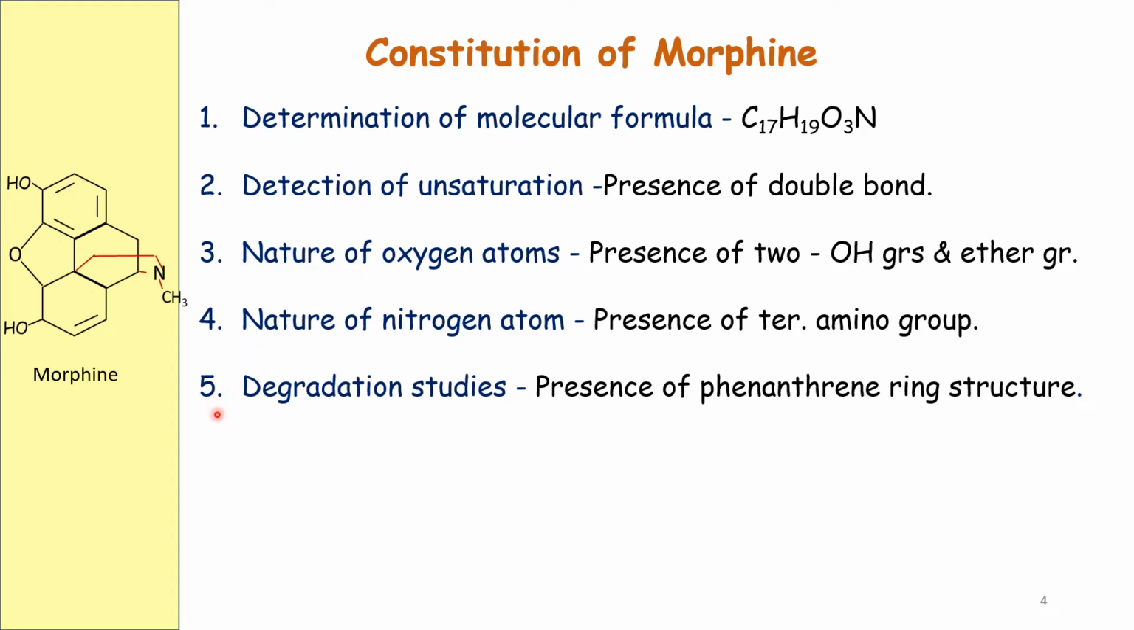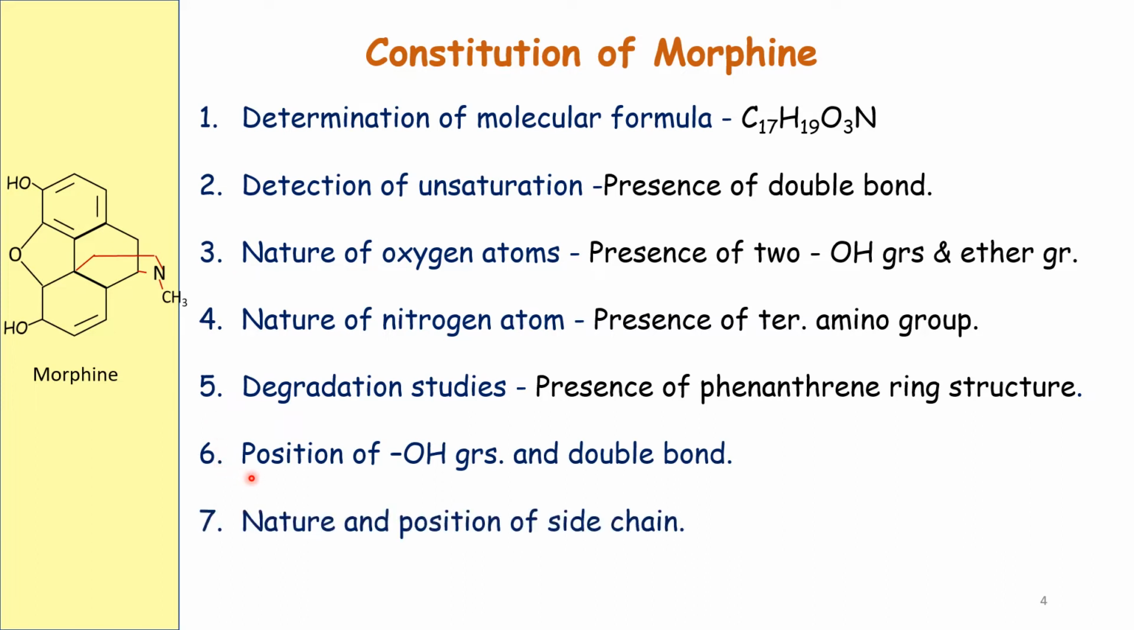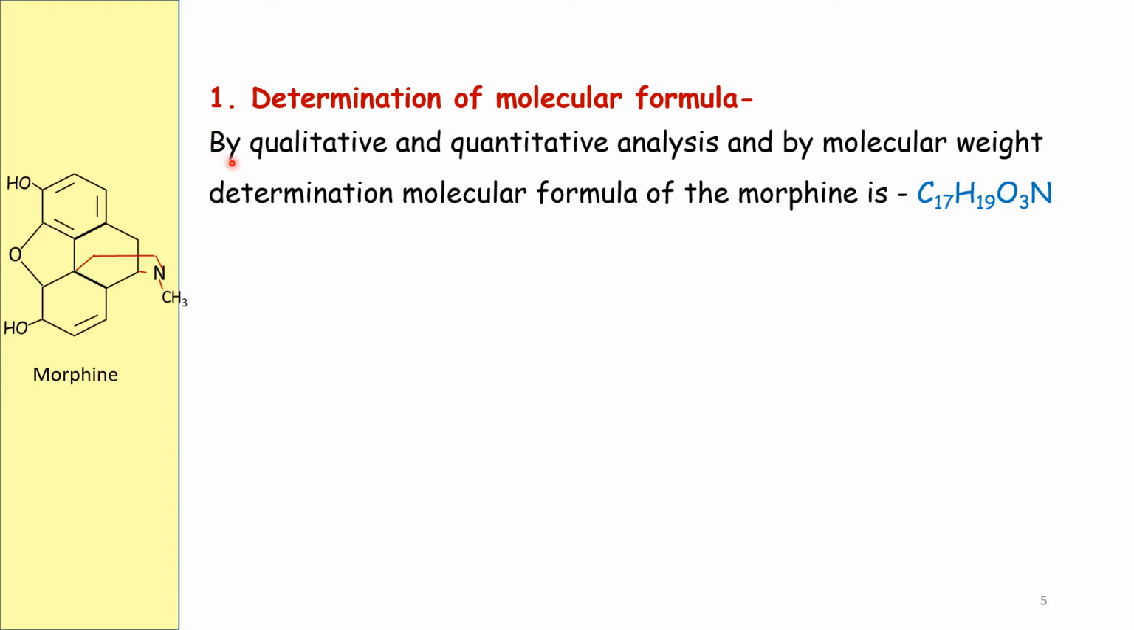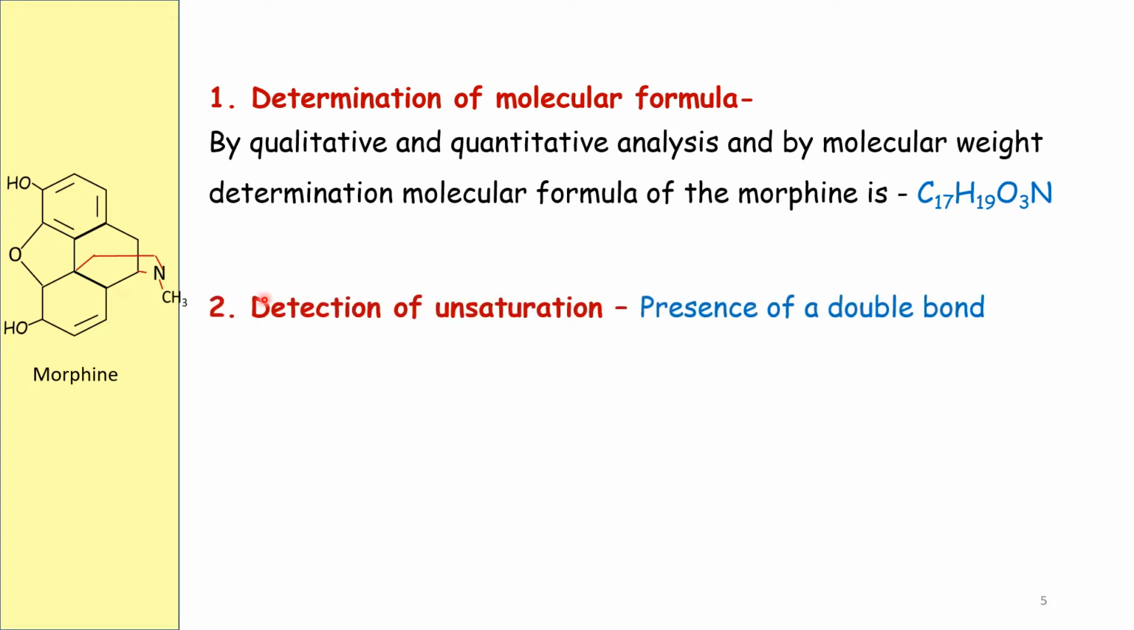With the help of degradation studies, we have to prove that morphine contains a phenanthrene ring structure. Then position of the hydroxy groups and double bond, nature and position of the side chain, and synthesis of morphine. These are the steps by which the structure of morphine is elucidated. The first step is determination of molecular formula. By qualitative and quantitative analysis and by molecular weight determination, the molecular formula of morphine is derived, which is C17H19O3N.